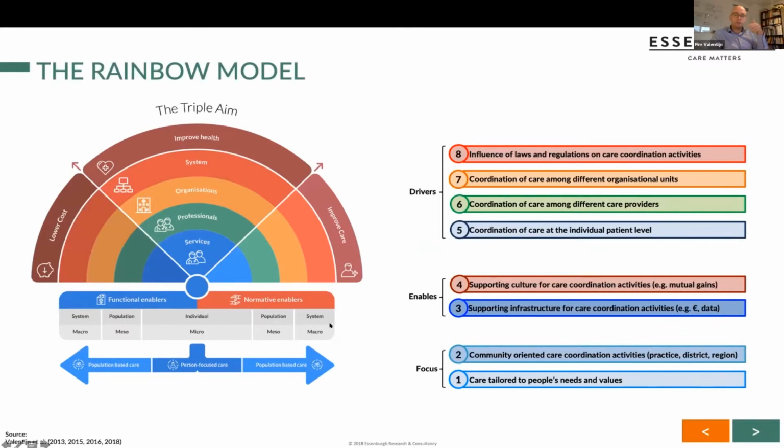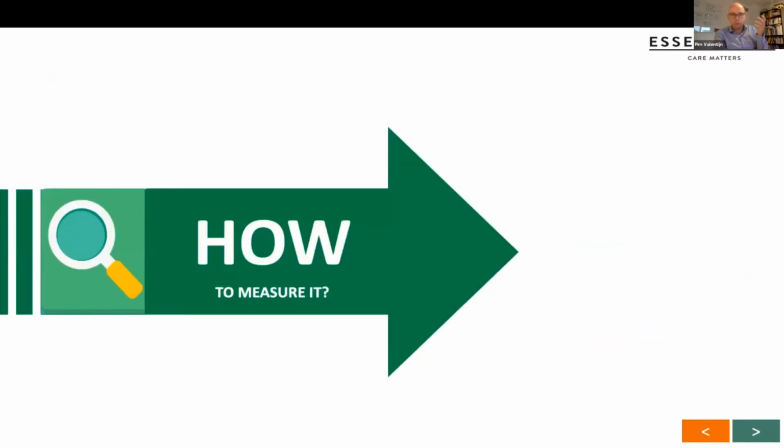And the assumption or hypothesis is, if you integrate on these different levels, you're able to achieve the triple aim. So lower costs, improved health of a population, and the quality of care or patient experience. So basically this model provides a theory to start conceptualizing what forms or enablers of integration we need to achieve the final outcome in terms of the triple aim. And the critical question is, we started off with this model in 2013, are we able to measure it and to prove these assumptions?